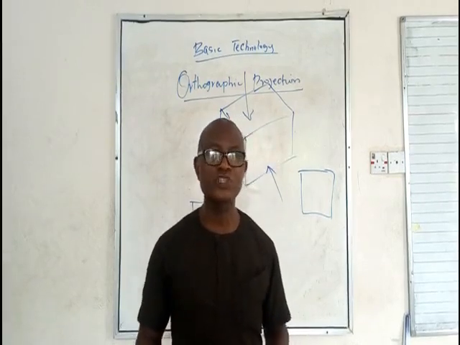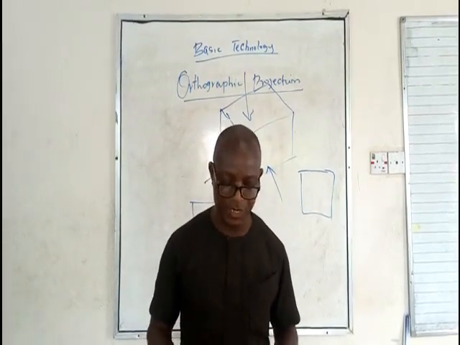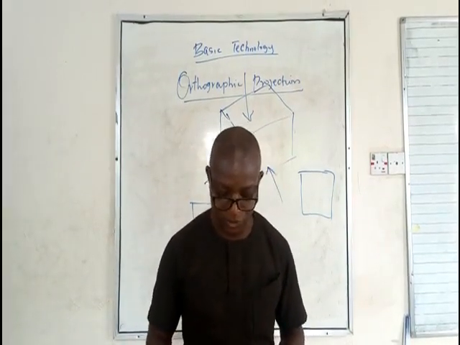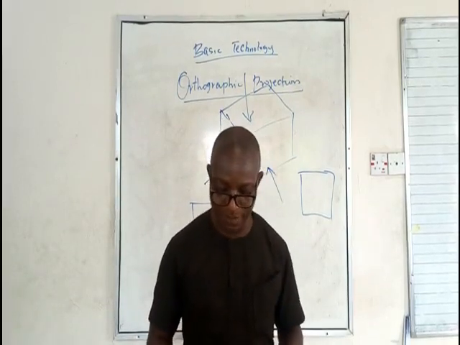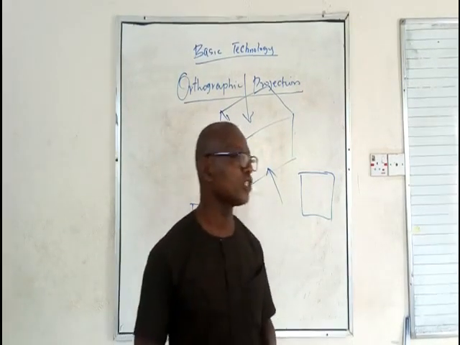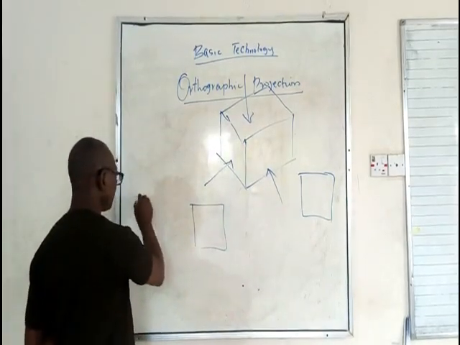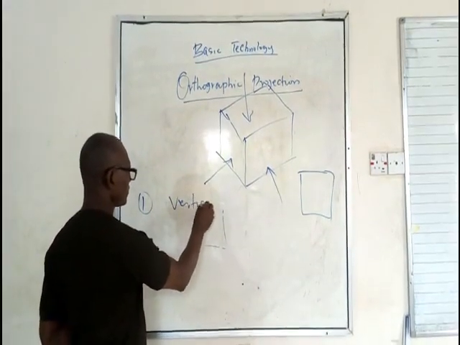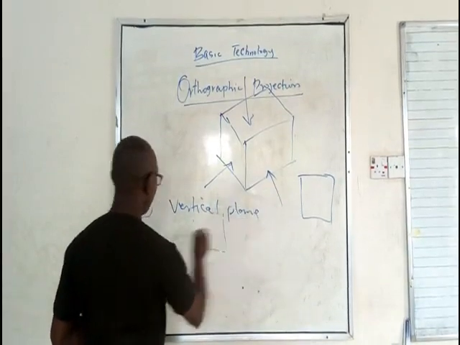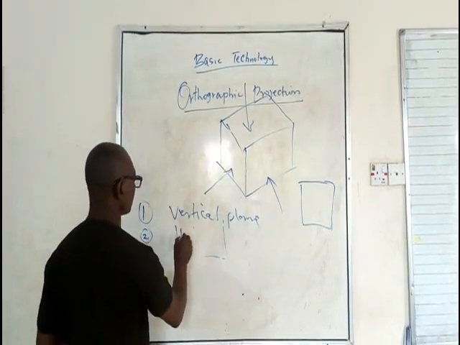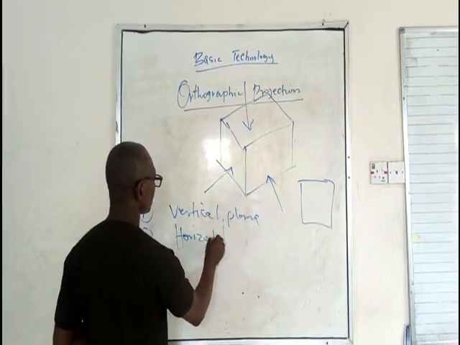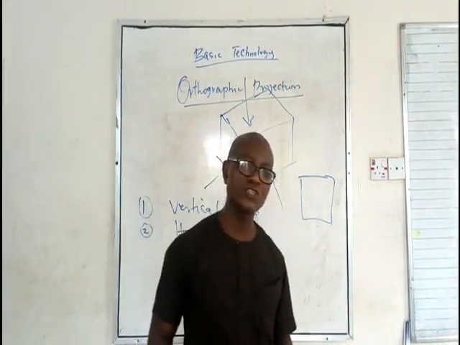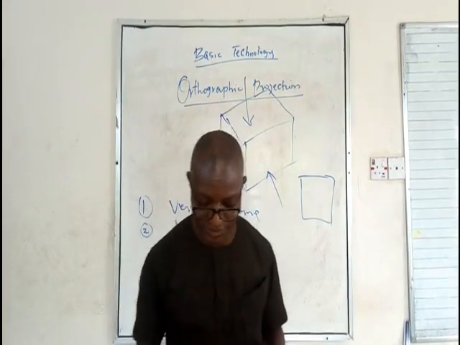And in orthographic projections, we have what we call the principal planes of projection. We have 2 principal planes of projection in orthographic projection. Number 1, we have the vertical plane, and then number 2, we have the horizontal plane. Two planes in orthographic projection, the vertical plane and the horizontal plane.